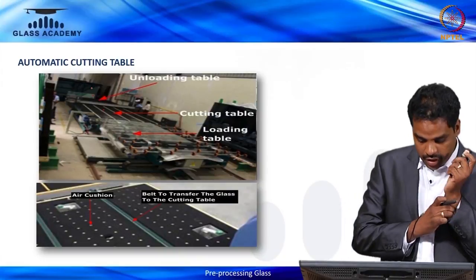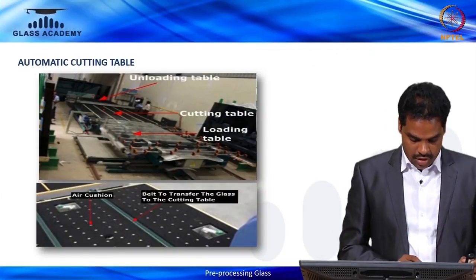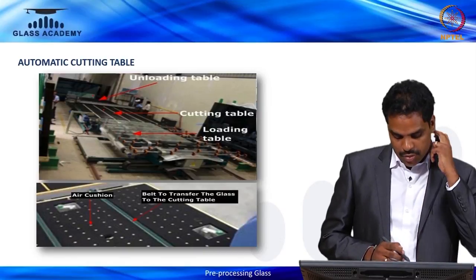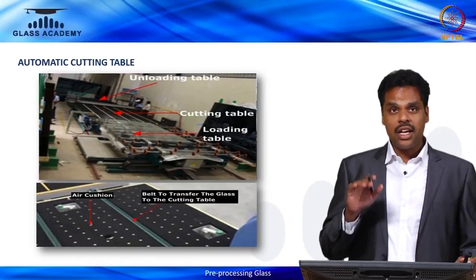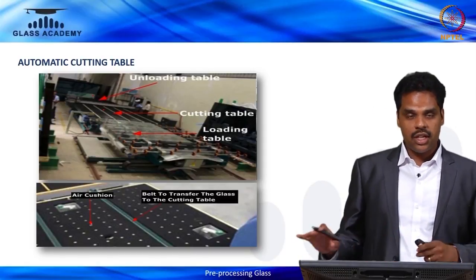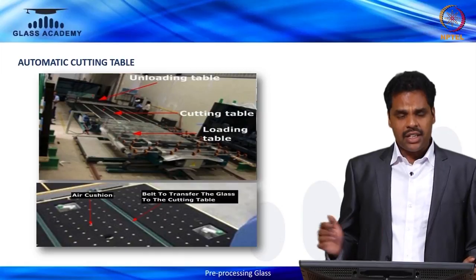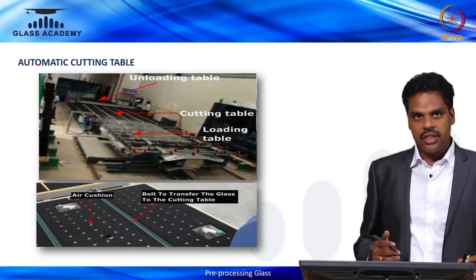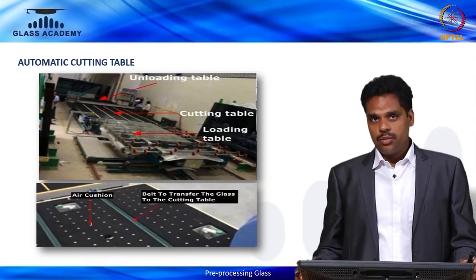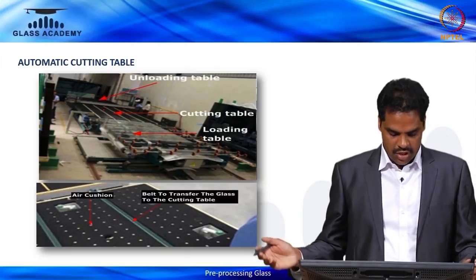Before that, this needs to be taken care of: the air cushions, through which compressed air is passed to make the glass float over the bed, so it is very easy for you to move the glass around. Depending on the thickness of the glass, the air pressure will be applied. Maximum it goes up to 4 bar to 6 bar.